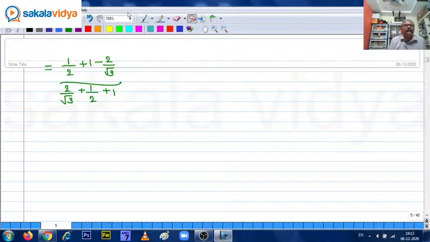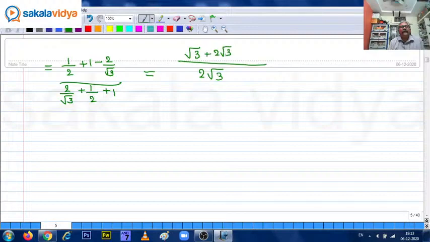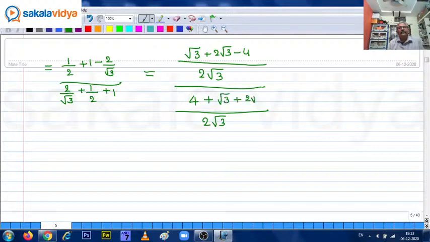See, now we get 2 root 3 as LCM. 2 gets cancelled, root 3 plus 2 root 3. Root 3 gets cancelled, minus 4. Upon, here also 2 root 3 is the LCM. Root 3 gets cancelled, 2 twos are 4. 2 gets cancelled, root 3 plus 2 root 3. So now 2 root 3 gets cancelled.